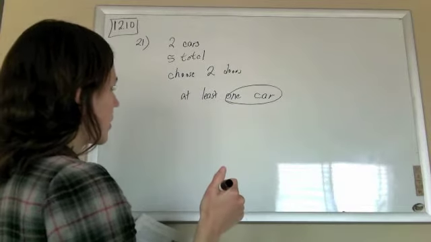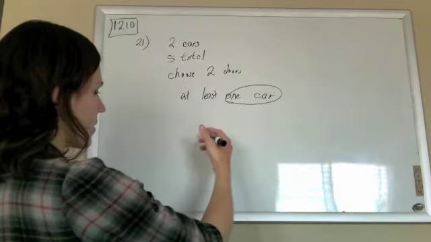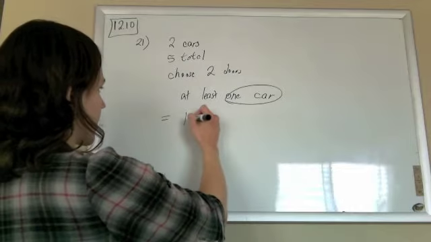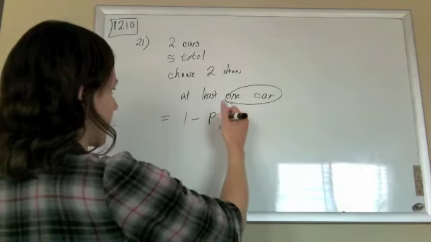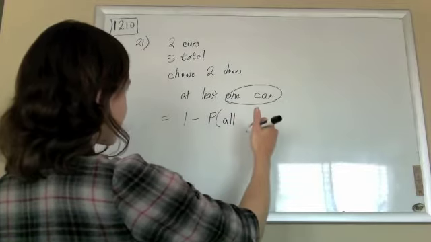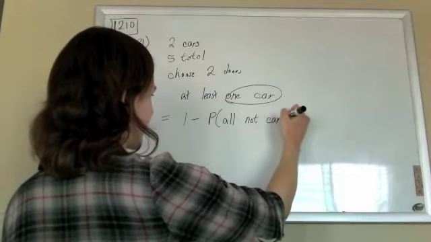and do 1 minus, like at least 1 is 1 minus the probability of all not cars.